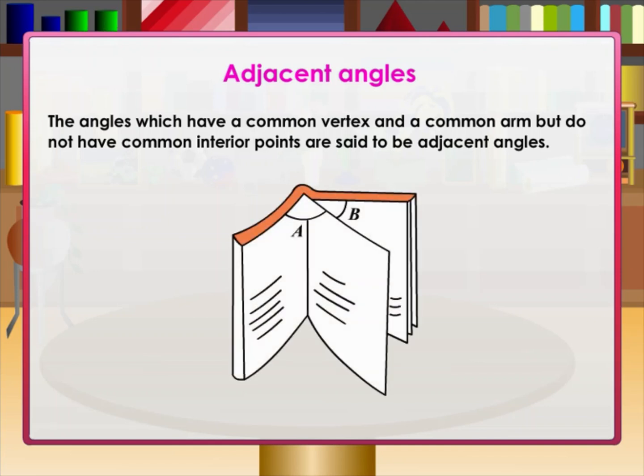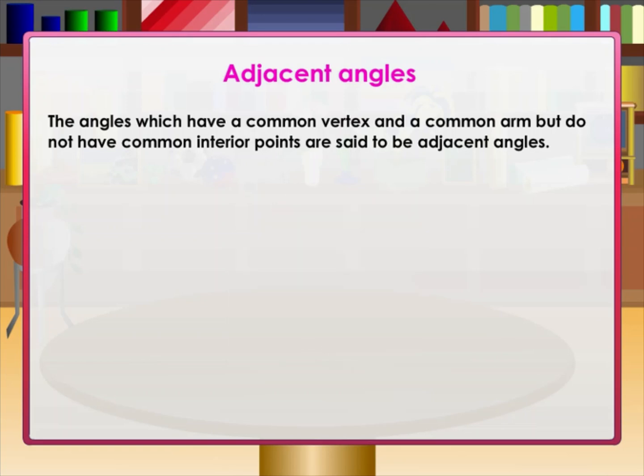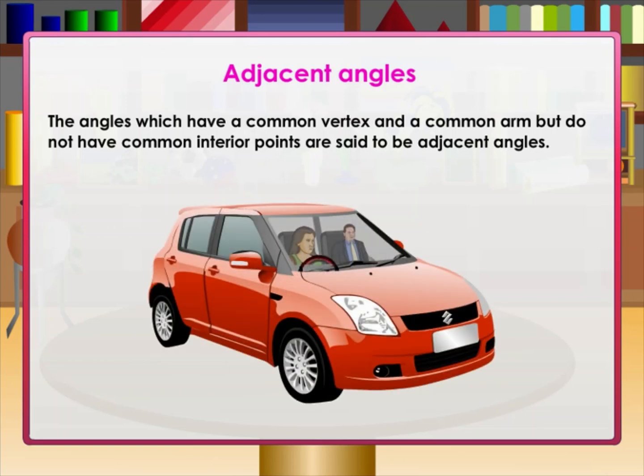When you open a book, it looks like the above figure. In A and B, we find a pair of angles placed next to each other. They are adjacent angles. Look at the steering wheel of a car. In the center of the wheel, you find three angles being formed, lying next to each other. These angles are adjacent to each other.